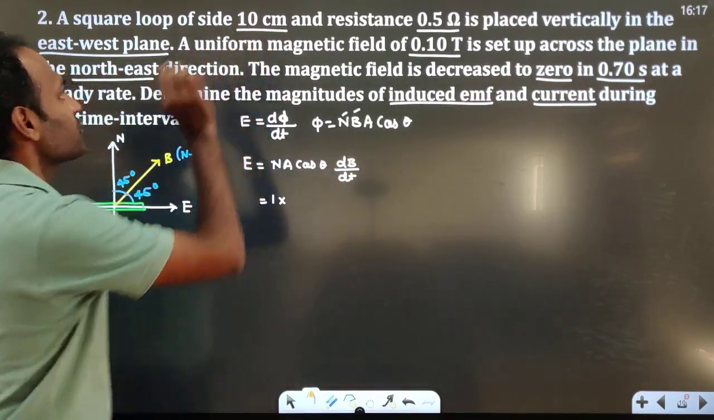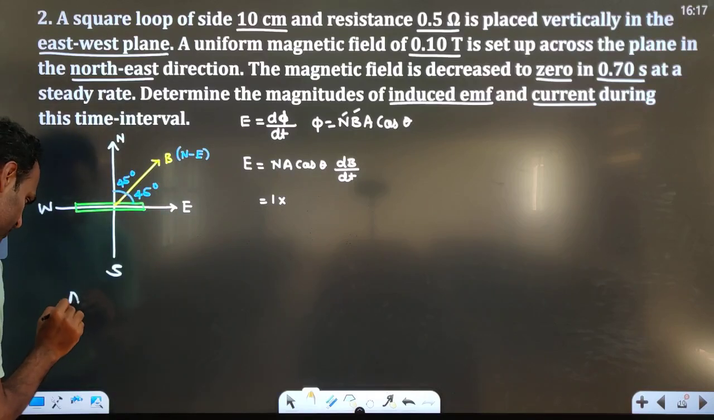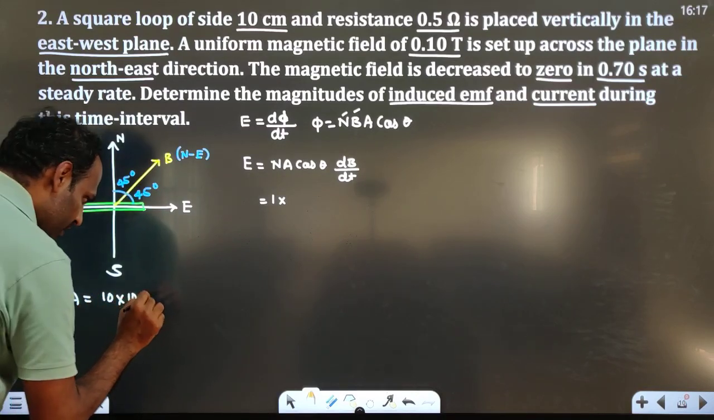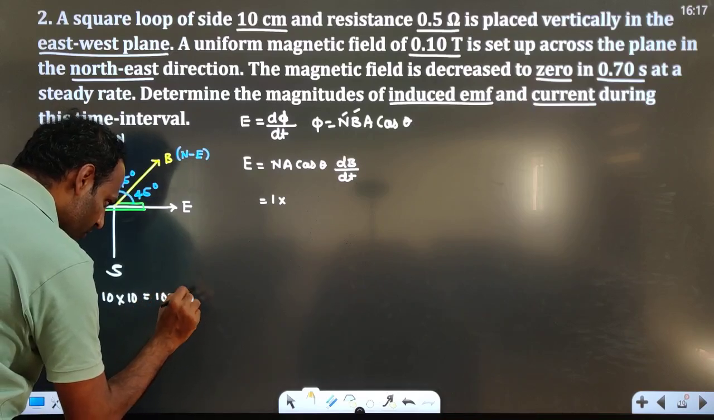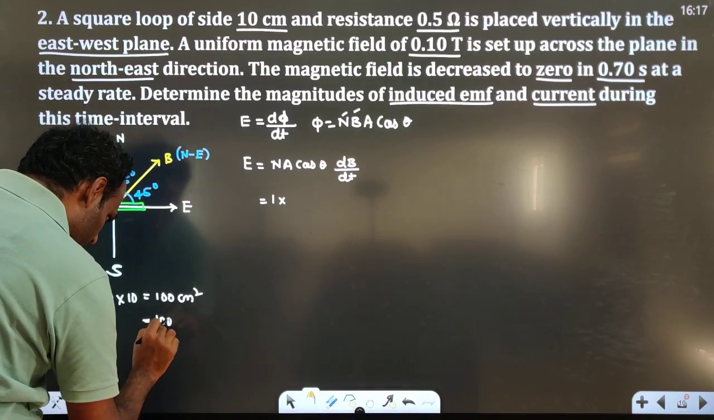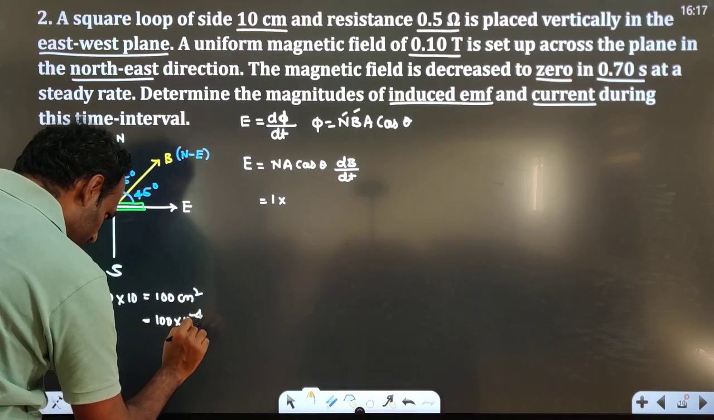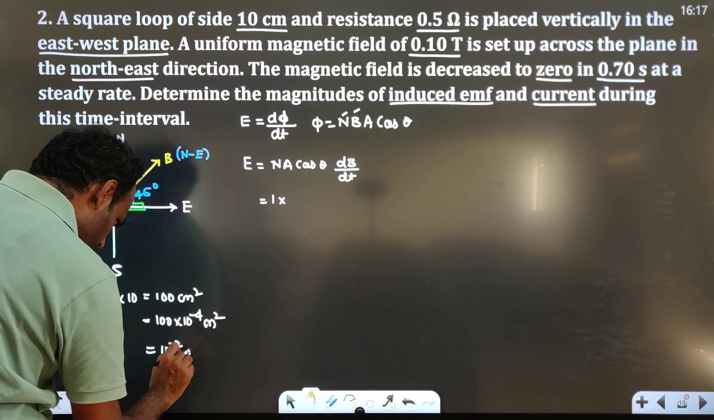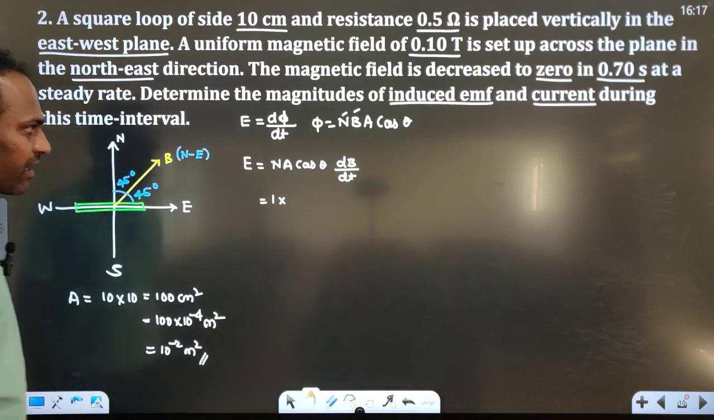Area, side of the square is 10 centimeter, then area of the square will be 10 into 10, right? It means 100 centimeter square, this much will be the area. You take it in meter now, so centimeter square to meter square, 100 into 10 to the power minus 4 meter square, or simply I can write it as 10 to the power minus 2 meter square, correct? This much will be the area.